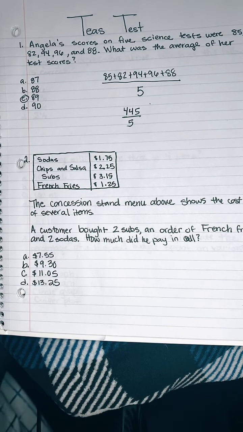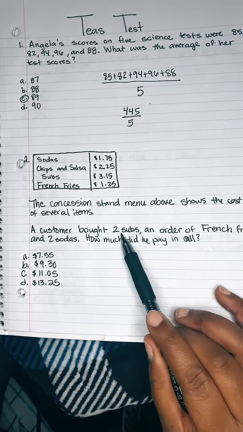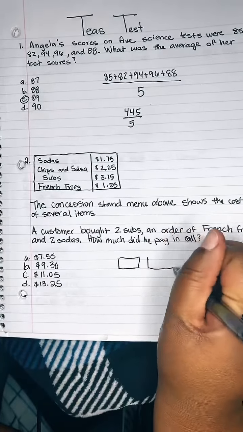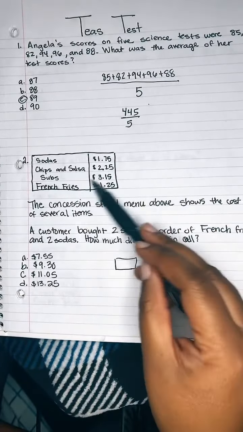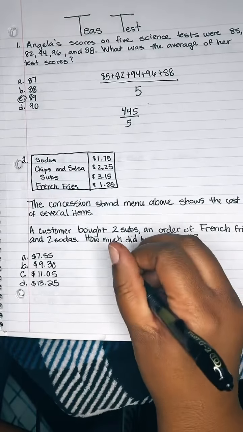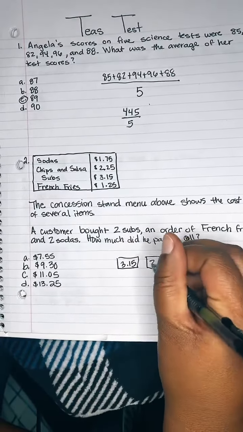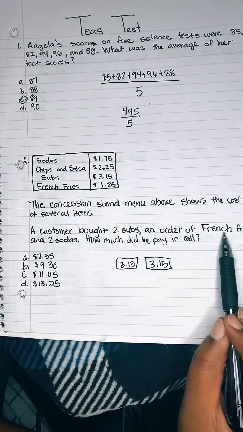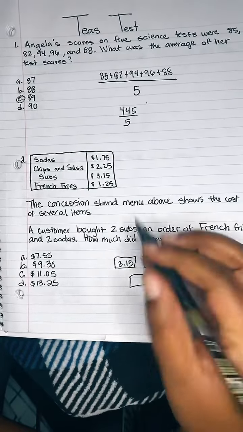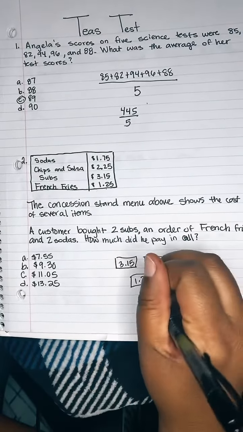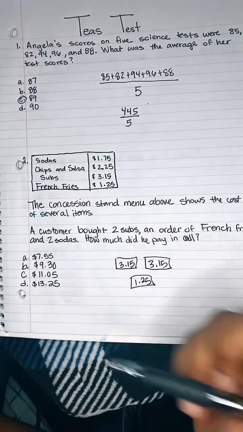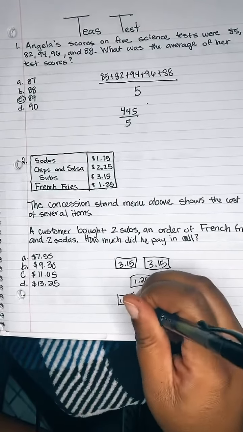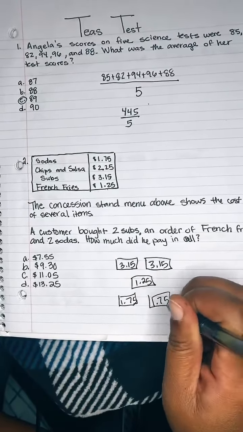Okay, D, A. So a customer bought 2 subs. I'm going to draw this out for my visual people. This is a sub. This is a sub. Okay, I need to look at this table. How much are subs? Well, each sub costs $3.15. Then an order of French fries. So they got 1 French fries. Okay, so $1.25 for some French fries. And they also bought 2 soda cans. Okay, so $1.75 and $1.75.